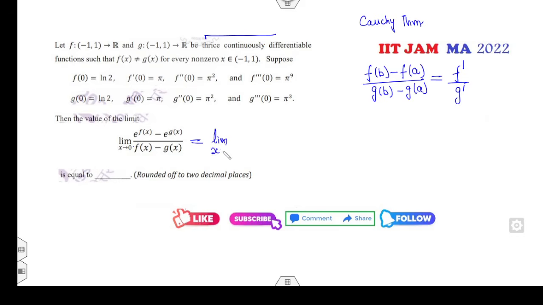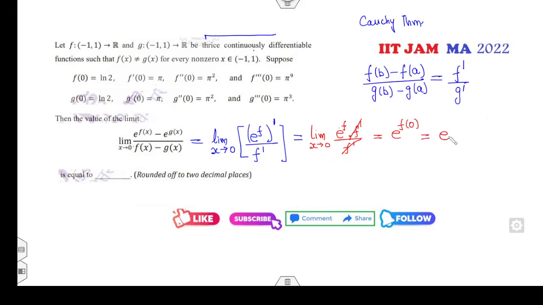Limit x approaches 0. It will be e to the power f divided by g, clear? Because the functions are continuously differentiable. Now look at the derivative of the numerator: e raised to power f, derivative is e raised to power f times f dash. The f dash and f dash cancel. So when you substitute, the limit of f is ln 2, that will be e to the power ln 2. And what is e to the power ln 2? That is 2, the right answer of the problem.